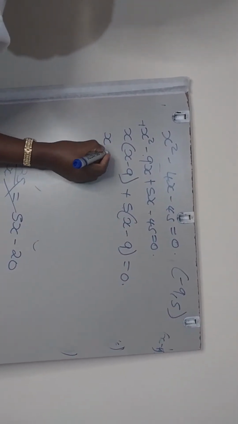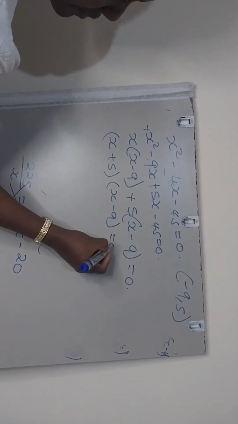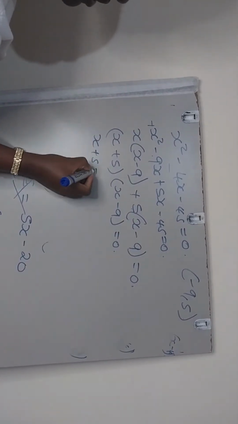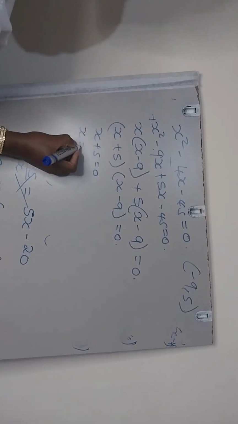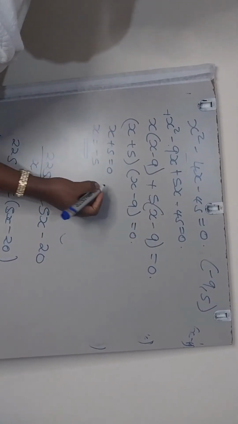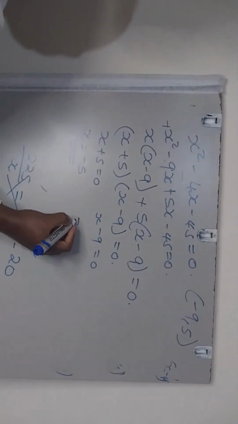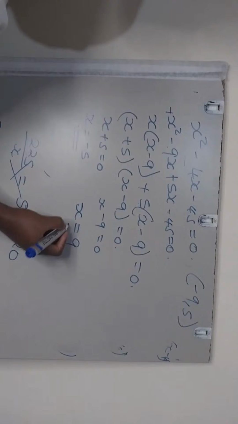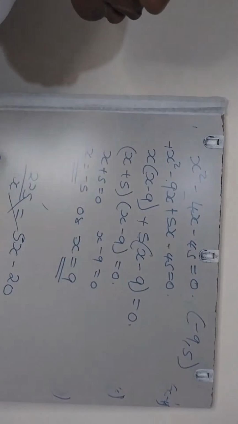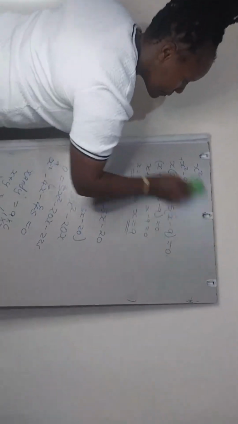Now, what is outside the bracket is x plus 5. Inside the brackets is x minus 9 is equals to 0. We have two answers for the x. One is x plus 5 is equals to 0, meaning x will be, once plus 5 crosses the equal sign, becomes minus 5. And again, x minus 9 is equals to 0. Once minus 9 crosses the equal sign, it becomes plus 9. So the two values of x are either negative 5 or positive 9.